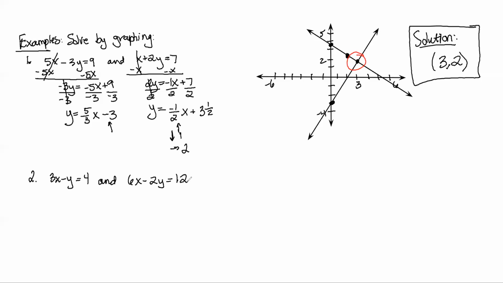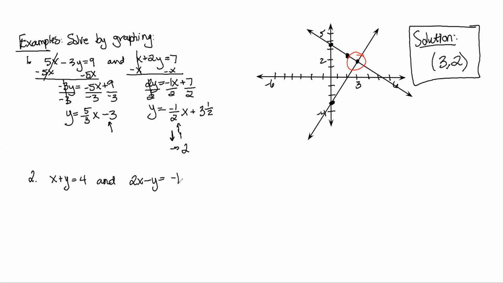Oh, I think I wrote down the wrong one. Okay, let me change this one actually. That's going to be one of our special cases that we'll see later. Let's do x plus y equals 4. This one's a little bit nicer to graph anyway. And 2x minus y equals -1.